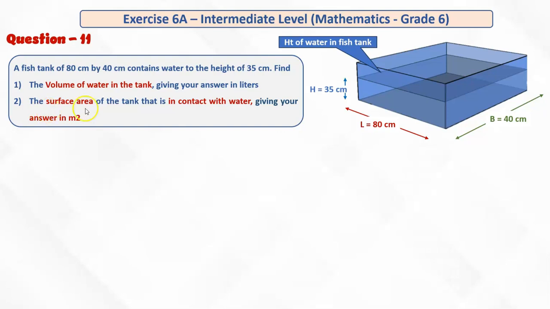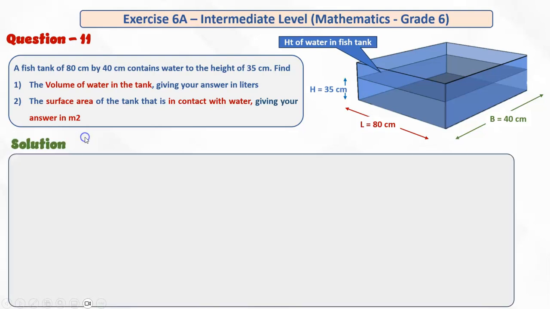And secondly, the surface area of the tank that is in contact with the water, giving your answer in meters squared. So there are 5 sides: the left side and the right side, the front side and the rear side, and the bottom side which is in contact with the water, and therefore we have to calculate the area of each of these sides, add them up, and give the answers in meters squared. So let's start to solve this.